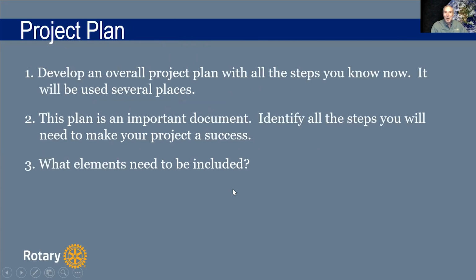Then you got to develop a project plan. Start putting down all the steps you know. This might be several pages long. You'll use it a couple of places. There are places where you're going to put project steps in the grant itself, in the grant application, and they'll ask you for an abbreviated set of steps. They won't want fundraising and submitting the application and things like that. They want the work steps in the middle, you know.